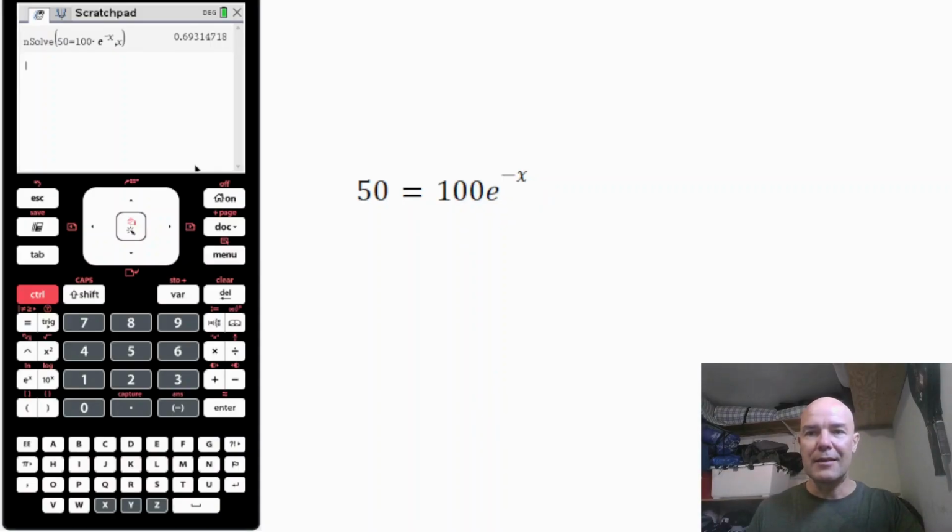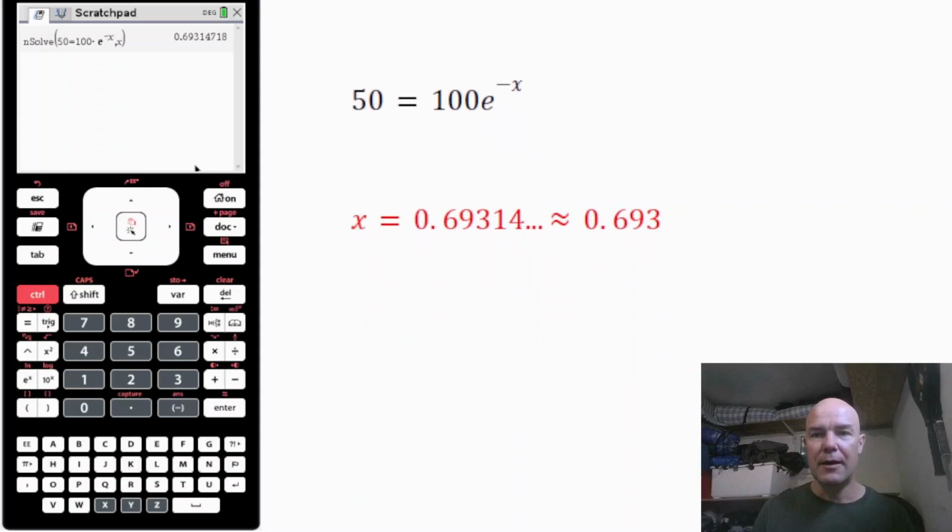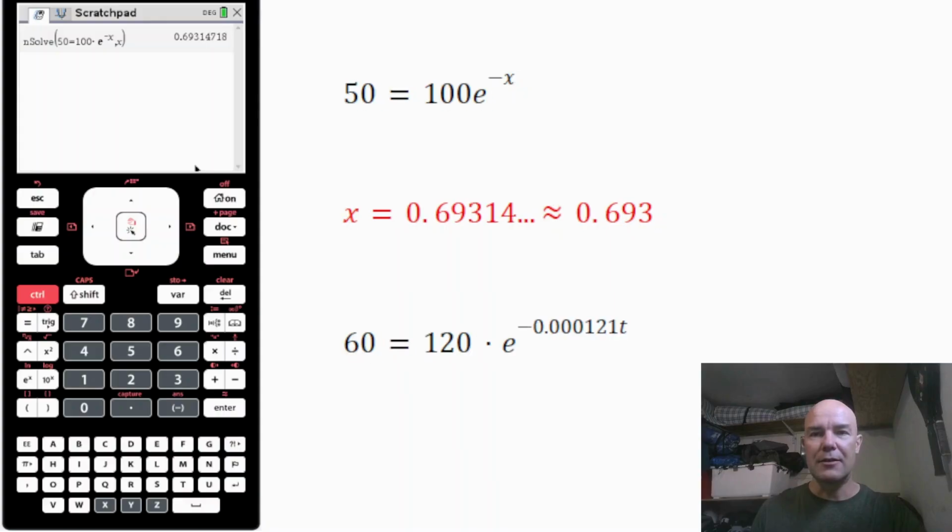So there is no tricks needed here. So you get the answer pretty fast with numerical solve. Now in my following examples, you will see that we need to add something into our command. Here's our another example, also exponential equation.